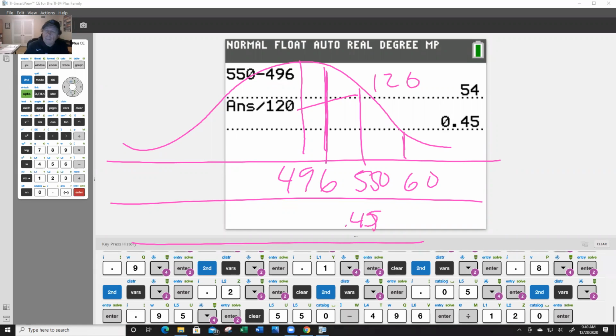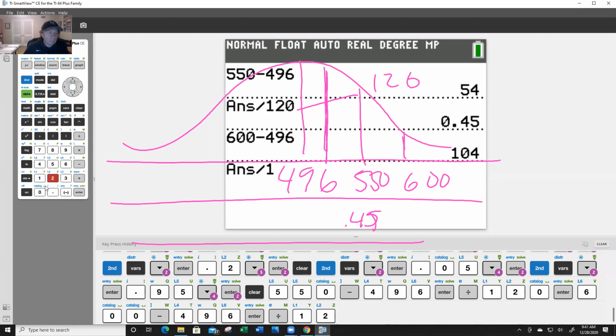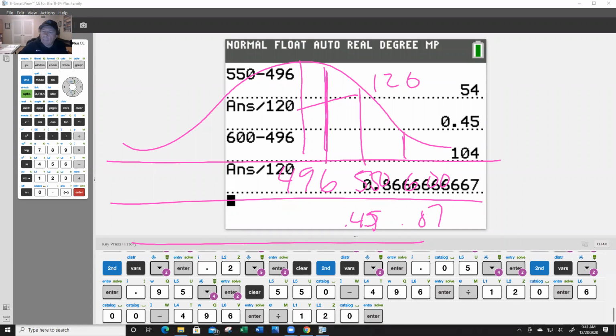Okay, no problem. And then we're going to do the z-score for 600. All right, so we're going to go 600 minus 496, and we're going to divide by 120. 0.87. All right, so 0.87. Okay, no problem.